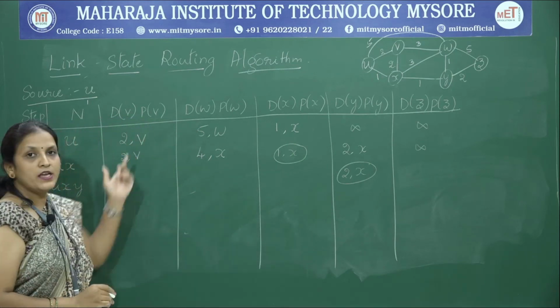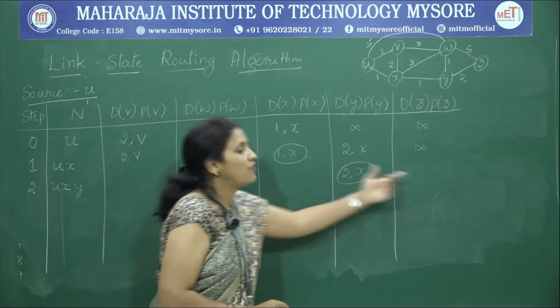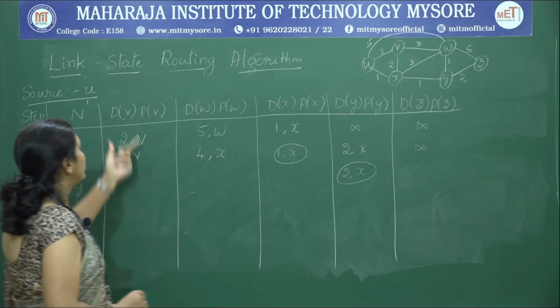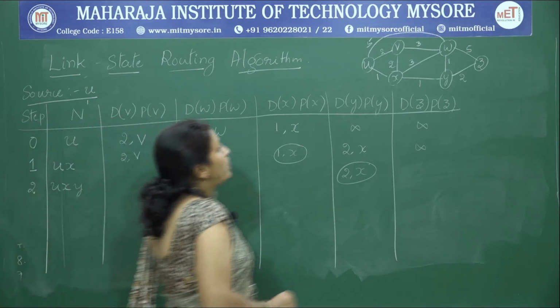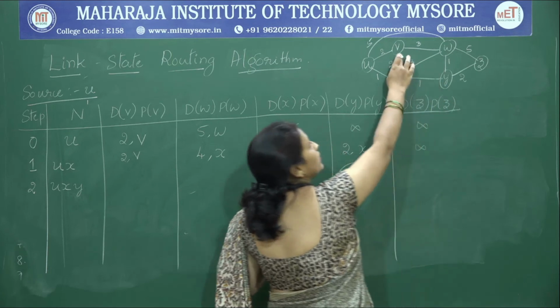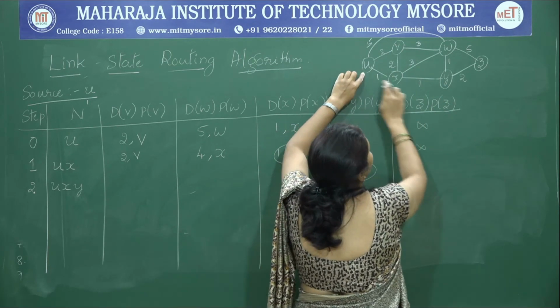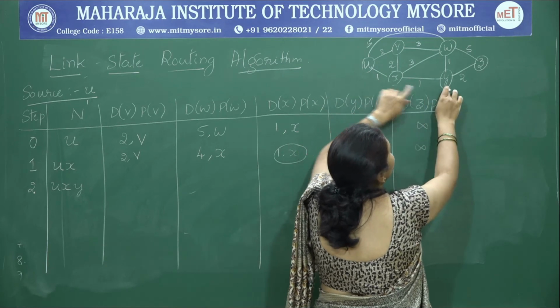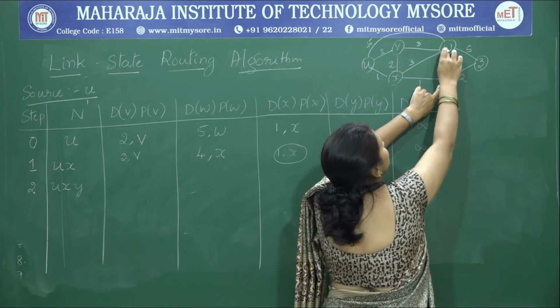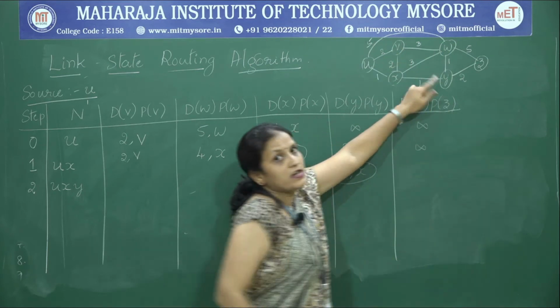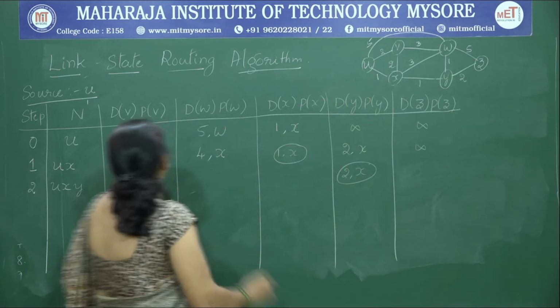So, we recalculate the remaining values, starting with d of v. What is d of v? Can we pass through y in order to reach v? No, it is 2 here. If I take u to x, that is 1, x to y it is 1, 1 plus 1 is 2, plus 1 is 3, plus 3 is 6, that will cost more. So, we retain the same.